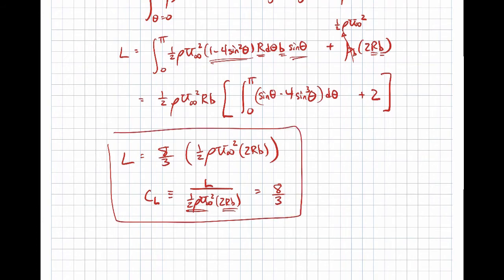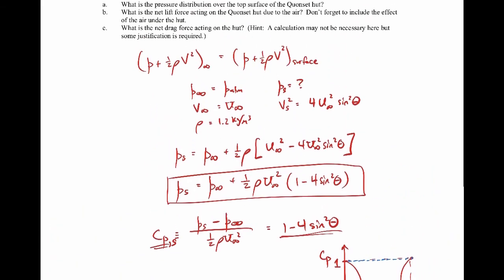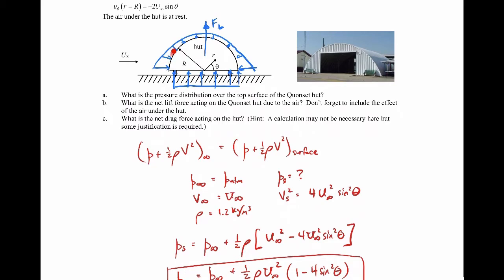It takes into account the pressure difference between the top and the bottom, and the way we found those pressures was via Bernoulli's equation. So again, the lift is caused by the pressure difference between the top and the bottom, and the way you find those pressures is through Bernoulli's equation. And then to find the force, you just take the vertical component of the pressure force.